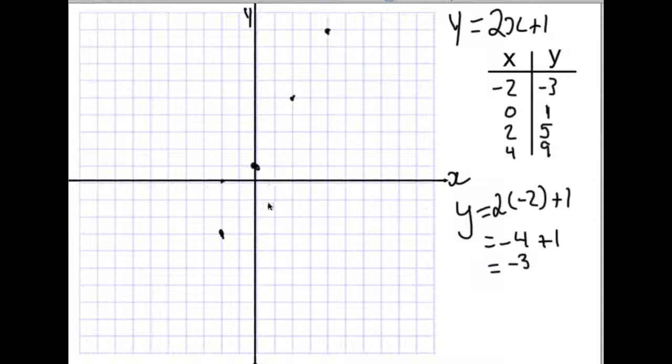Now I can take those dots and join them together, and you can see they all are on a line, and we should name our line whenever we do a graph like this. We should name the lines that we have. So this is y equals 2x plus 1. And that's how we take our line equation and convert it into a graph.